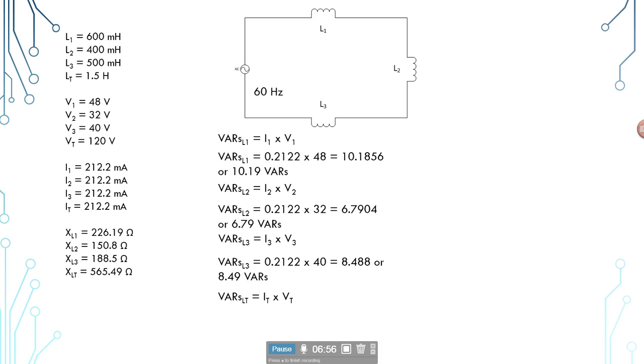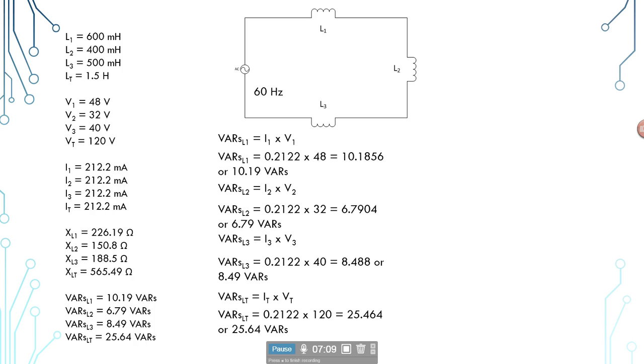And now we need to find our total vars. So var sub LT, we'll use our total current times our total voltage, and that will give us 25.64 vars.